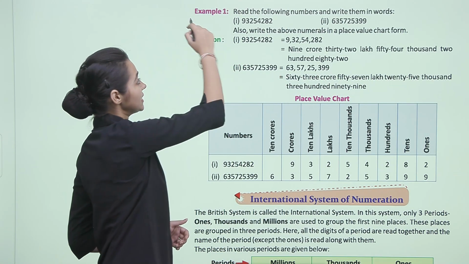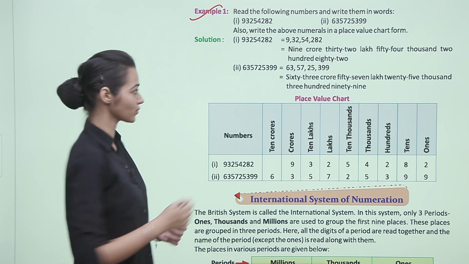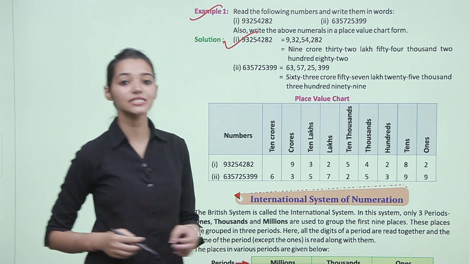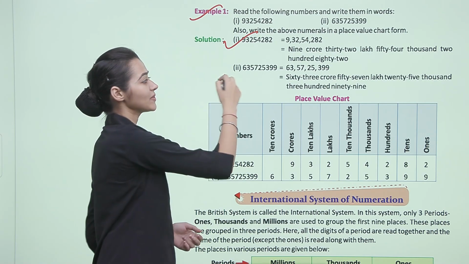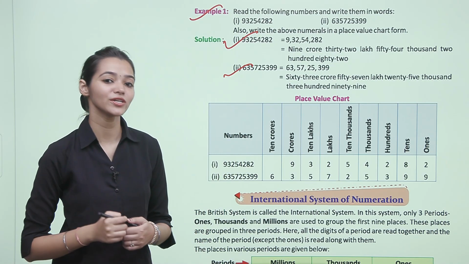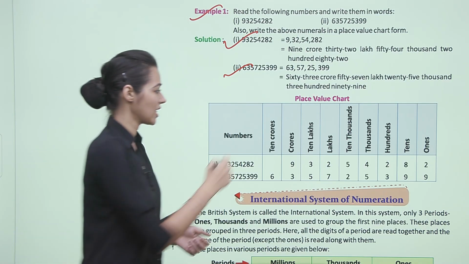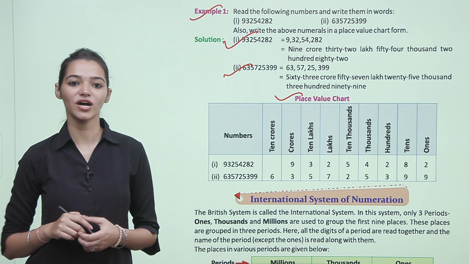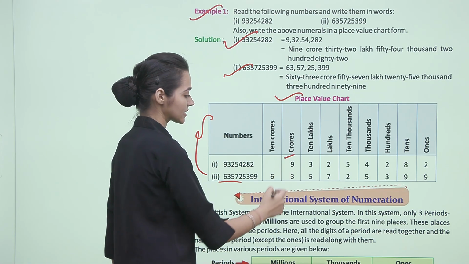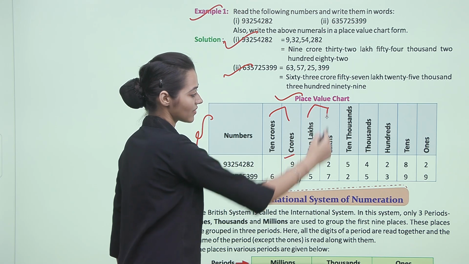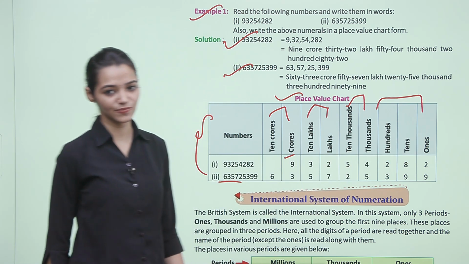Now let's look at example number 1. We have to read the following numbers and write them in words. The first number can be read as 9 crore 32 lakh 54,282, and similarly the second number can be read as 63 crore 57 lakh 25,399. Now let's look at the place value chart of these numbers. Here we have written them according to the place value table, that is the crore column, then our lakh period, the thousand period, and our ones period.